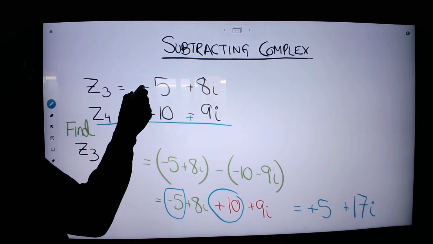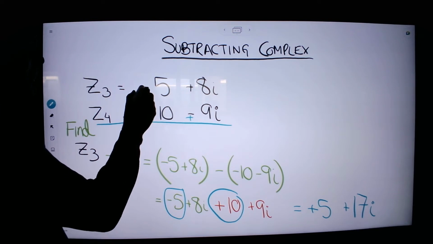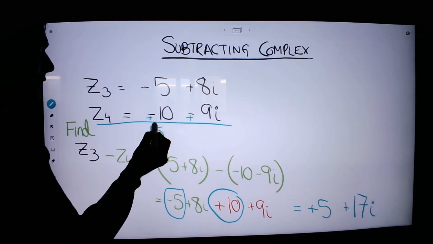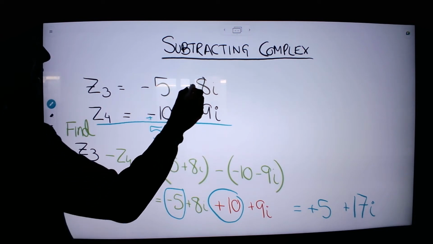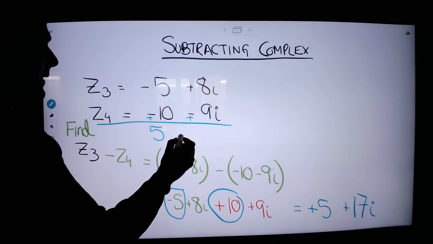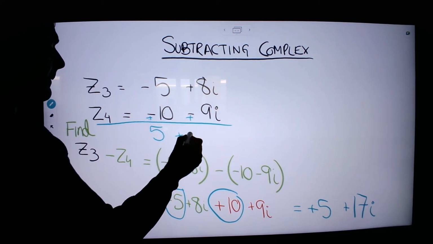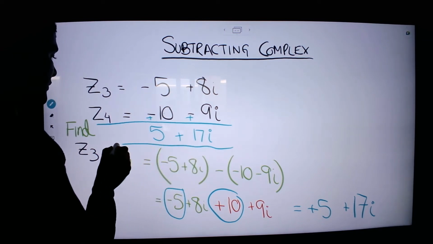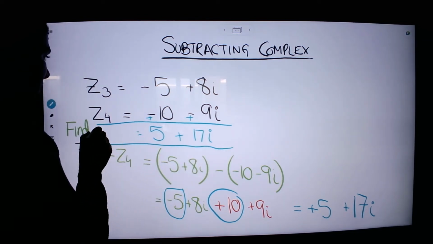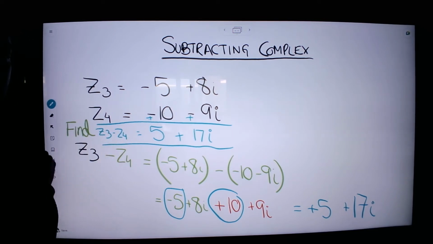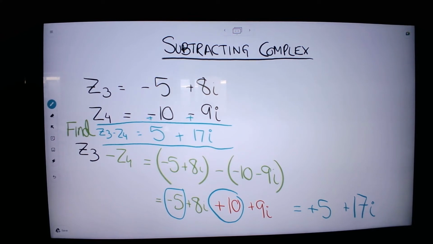Now, you consider the top sign and the bottom sign. So minus 5 plus 10, which is a plus 5. Plus 8i, plus 9i. That will be plus 17i. And that's the quickest way of doing it. And that is Z3 minus Z4. And that's how we subtract the complex numbers.